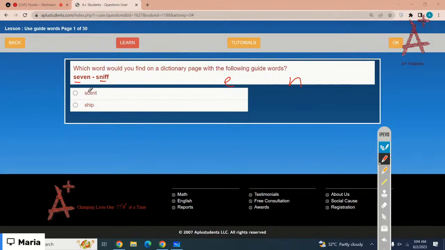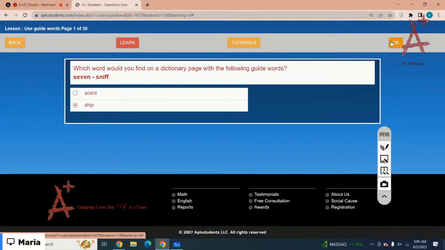Okay, now you have the two words given, scent and ship. You need to see which one is on the same page. Scent, SC. C is before E. Got it? That means no. That is on an earlier page than the same one. Ship, H is in between E and N. Got it? That means ship is on the same page with the guide words seven and sniff. Got it? That's how you look at the dictionaries. Ship is in between the words seven and sniff. Got it?